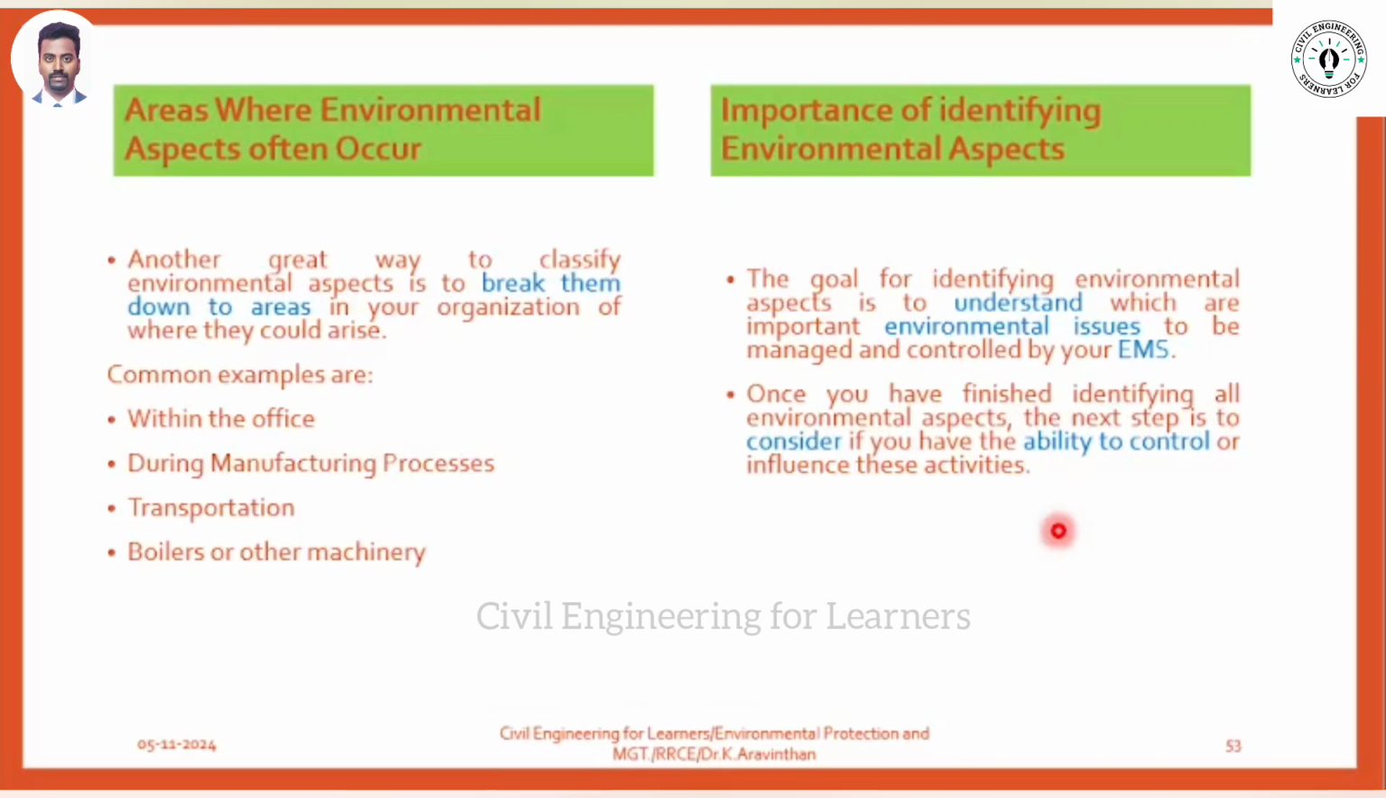Now, areas where the aspect occurs. The common places are within the office, during the manufacturing process, transportation, after production, and during transportation there is an aspect. Boilers or other machinery, if you are using them. Next thing is the importance of identifying environmental aspects: understanding environmental issues. Environmental management system: if you have the ability to control, this has an importance.